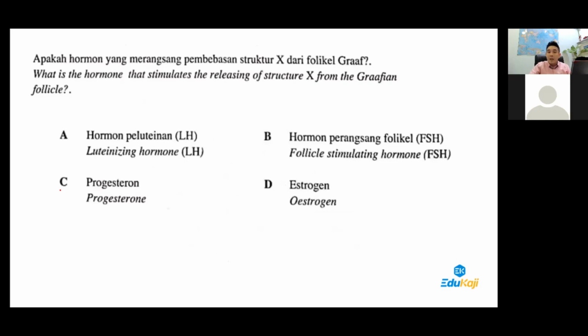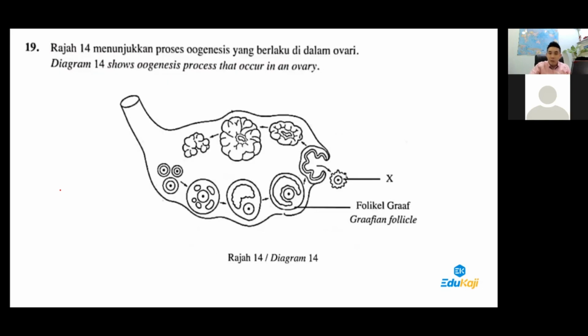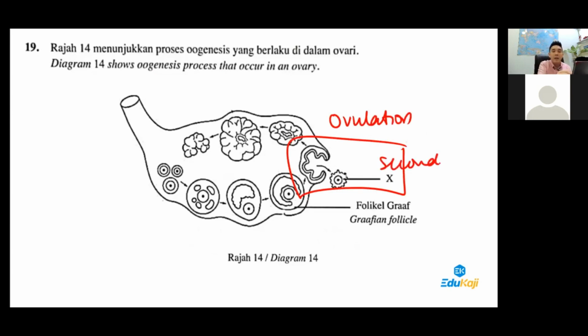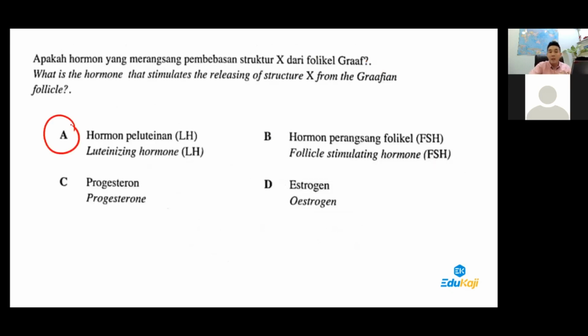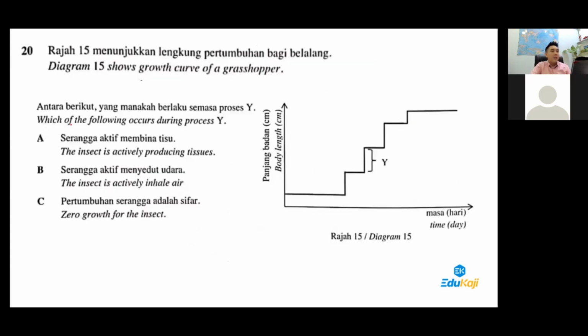19, guys, is considered an easy question because this process here is ovulation. Ovulation is the releasing of secondary oocyte. And this process is stimulated by LH, luteinizing hormone. 19 A.